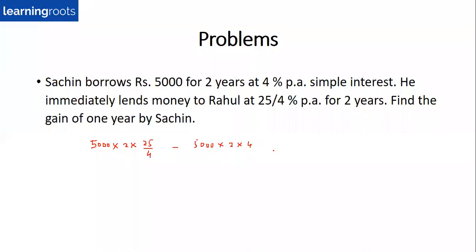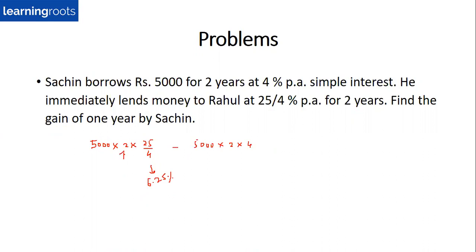And now, what we can do in this case is, instead of finding the actual value of each of these calculations, I can simply take 5,000 into 2 common, right? So I have the 2.25% difference inside, because 6.25% minus 4% is 2.25%. Now I need to find it for 1 year.